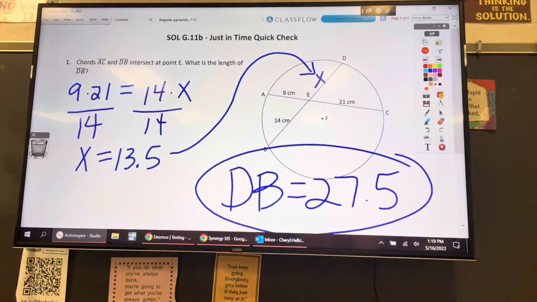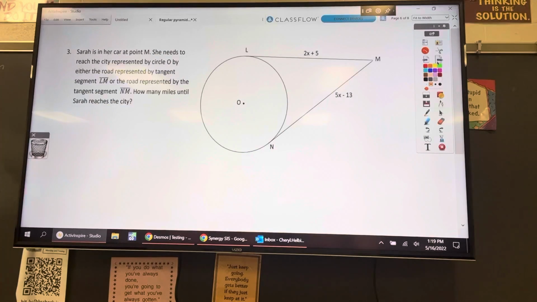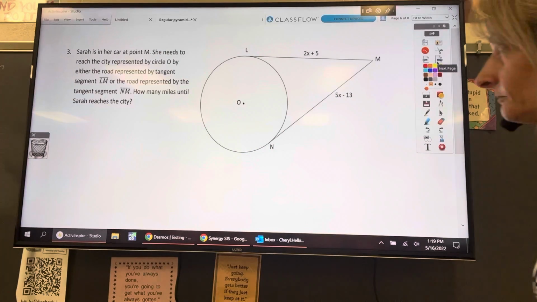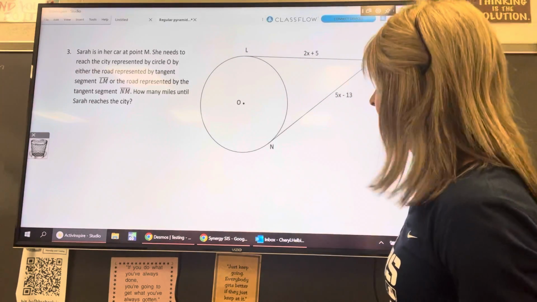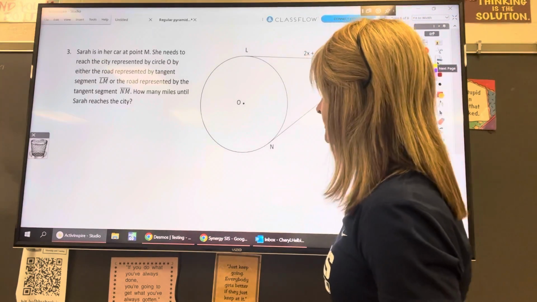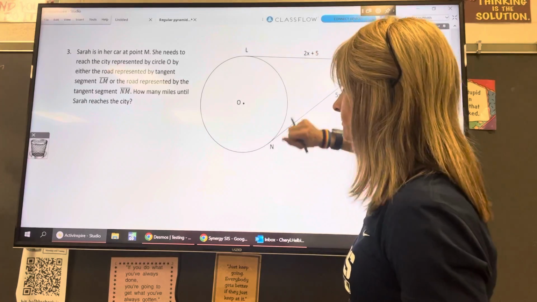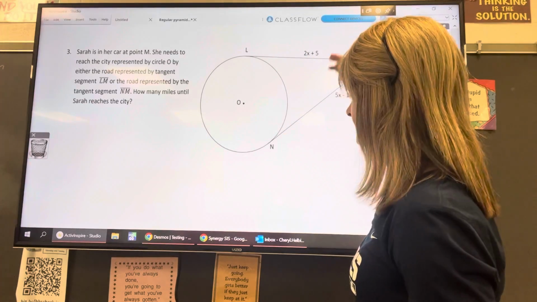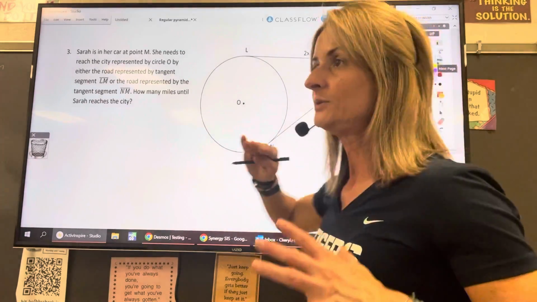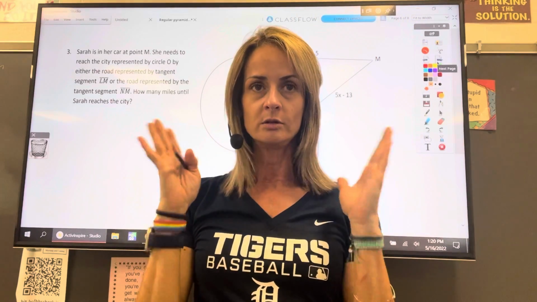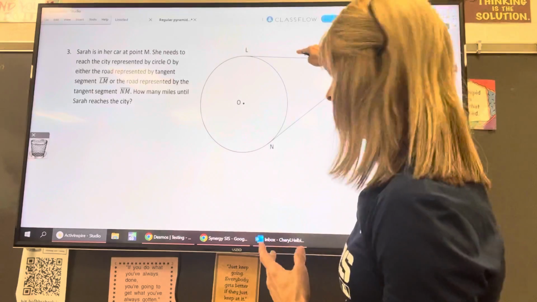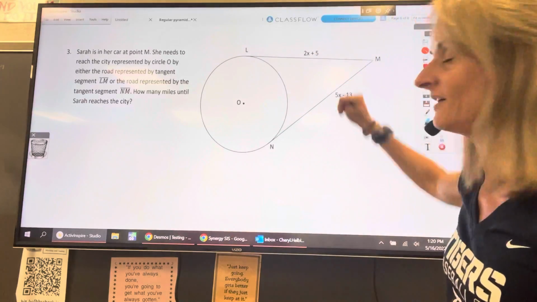Are we good? Okay, we are moving on to the last problem we're going to do, which is problem number 3. I think it's on the back. Sarah is in her car at point M. She needs to reach the city represented by circle O, here's the city, by either road represented here. And they tell you they're tangent lines. As soon as they say the word tangent, these two tangent lines, we know that they are equal length. So we know that 2x plus 5 equals 5x minus 13.